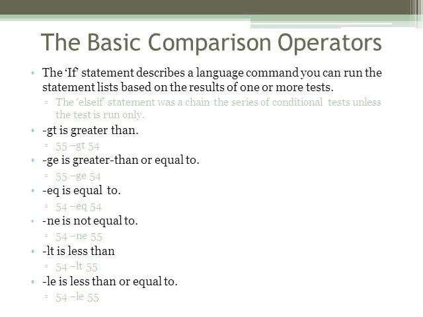Now, EQ is equal to, for example, 54 is equal to 54. That stays the same. Now, NE is not equal to, for example, 54 is not equal to 55. LT is less than. Now, 54, for example, is less than 55. And finally, LE is less than or equal to. For example, 54 is less than or equal to 55. So, these are the basic comparison operators.